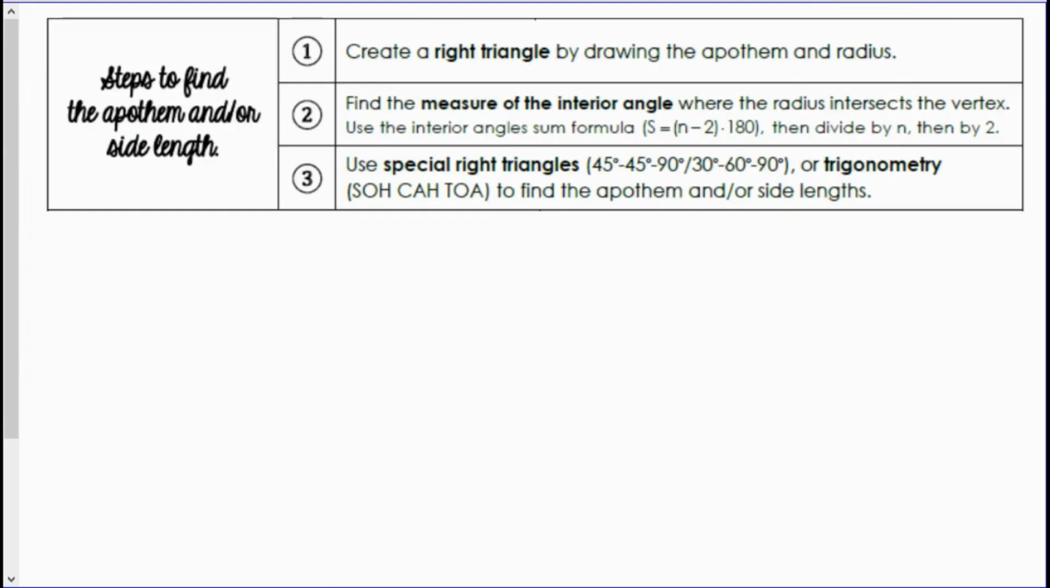Now I can use these steps to find the apothem and or a side length. So I'll create a right triangle by drawing the apothem and the radius. I'll find the measure of the interior angle of my polygon where the radius intersects the vertex. I can use the interior angle sum formula, which is S equals n minus 2 times 180. Then divide that by n, then by 2. Then I'll use special right triangles, either 45, 45, 90 or 30, 60, 90, or trig, remember SOHCAHTOA, to find the apothem and or side length.